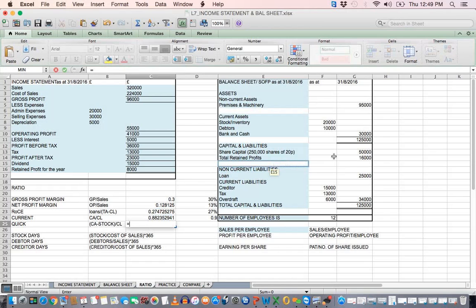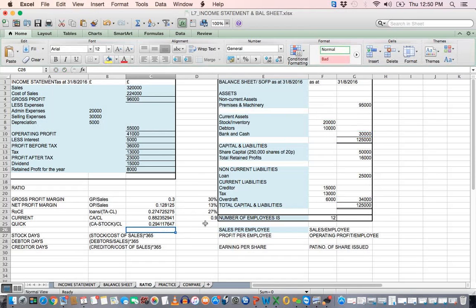And then when you get the quick ratio, you need to take the stock out of the current assets. So current assets minus, where is your stock? That's your stock. But you need to put the first bracket on it because you're using the BODMAS formula, and then you divide it by current liabilities.